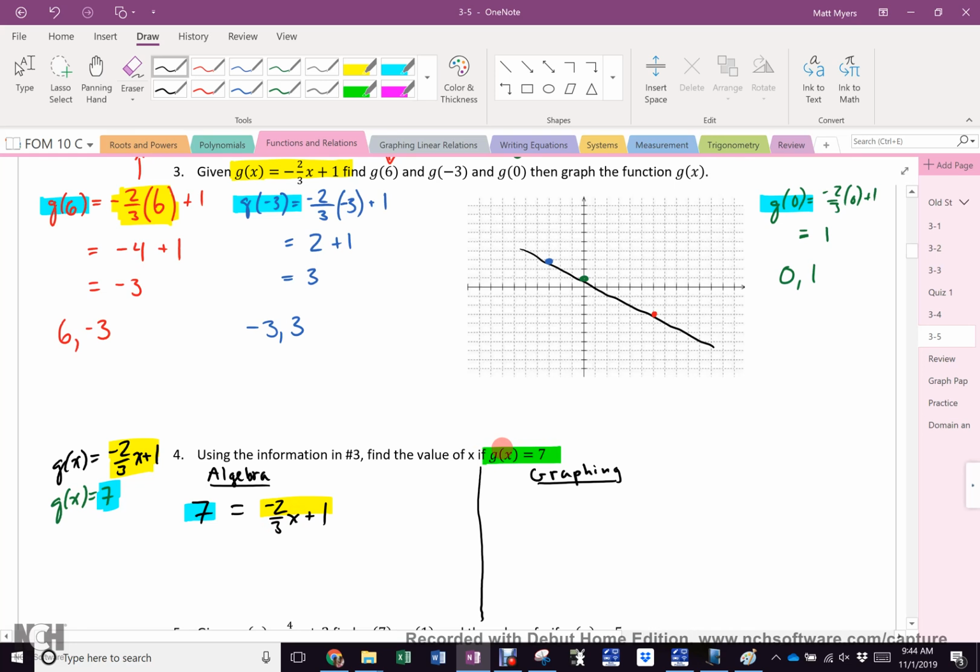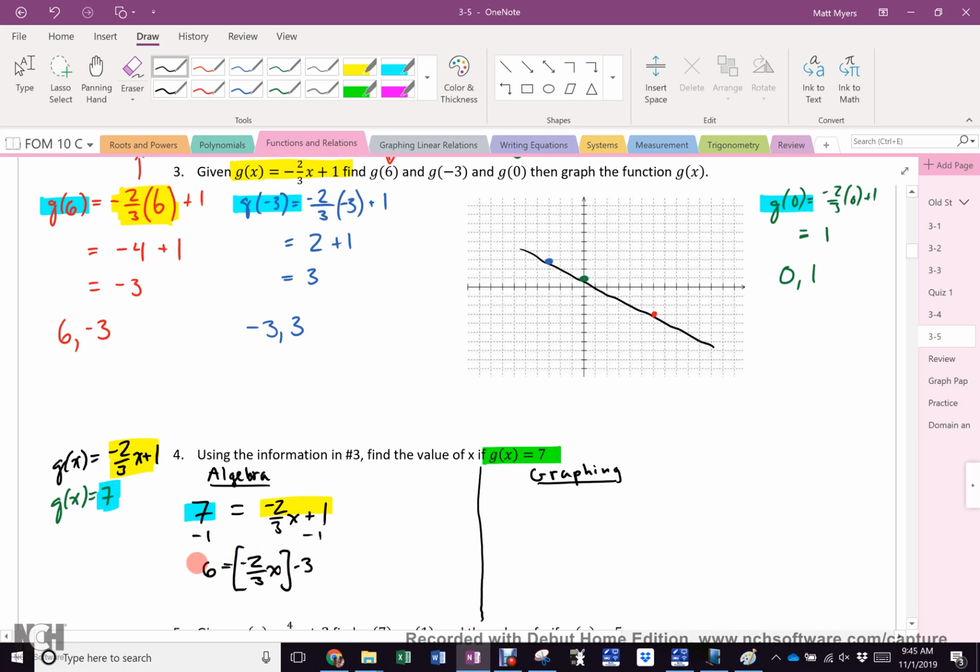So Braden says I got to take away 1 from both sides because he was doing the first step. He had just skipped over what I was asking. 7 minus 1, 6 equals negative 2/3 x. Now what? Not quite. Gersil? I would multiply it by negative 3 because we also have to get rid of this negative, don't we?